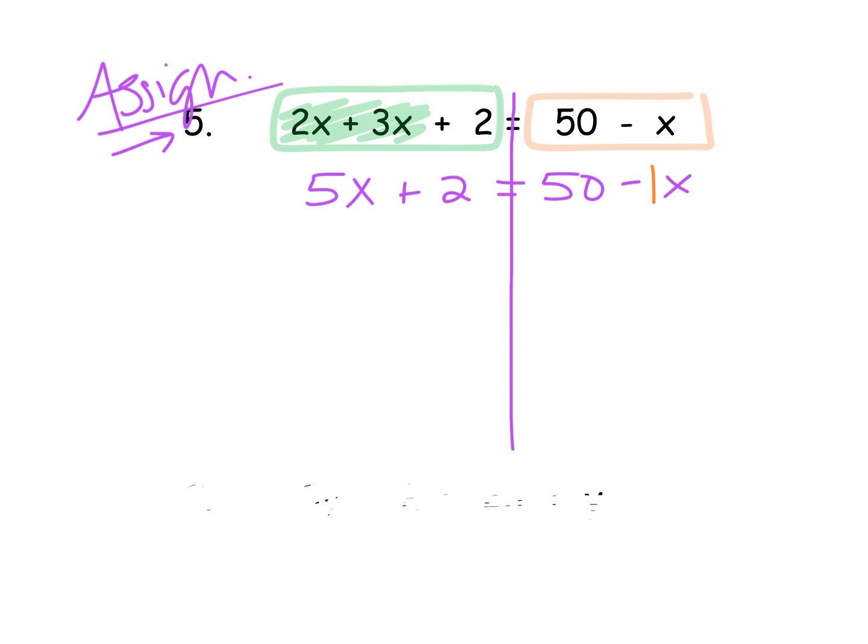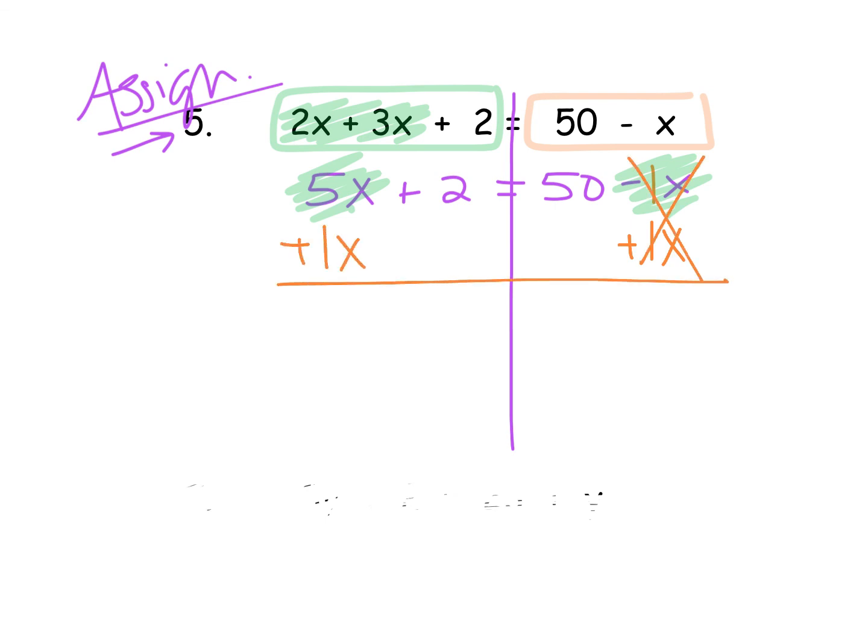And then I look at my variables because I need to get the variables together. So I have a 5x and I have a negative 1x. Which one is smaller? Well, negative 1. How do I move negative 1 to the other side? I just undo the opposite. So instead of negative 1, I'm going to plus 1x on both sides. This is the first time we've added a variable. So just keep in mind we can add or subtract depending on its sign. Now I have 6x plus 2 equals 50.